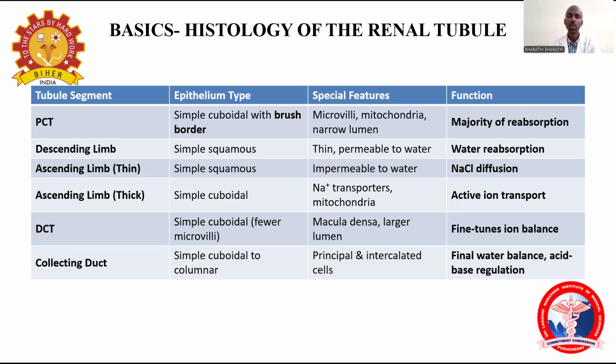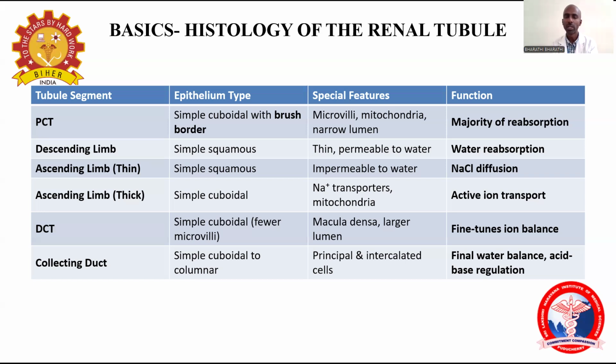For example, the proximal convoluted tubule is lined by simple cuboidal epithelial cells, which also have brush borders. So what is the special feature of this? The special feature here is that these cuboidal cells have brush borders, that is, microvilli. The whole tube has these microvilli, and they encroach on each other, so that the lumen size is very narrow. What is the advantage of this?